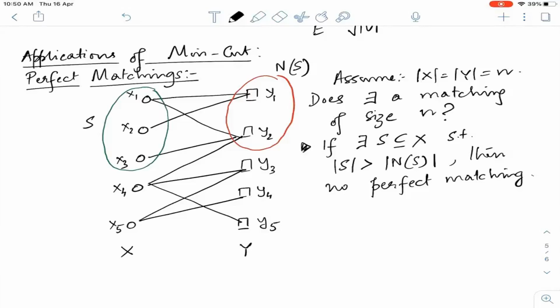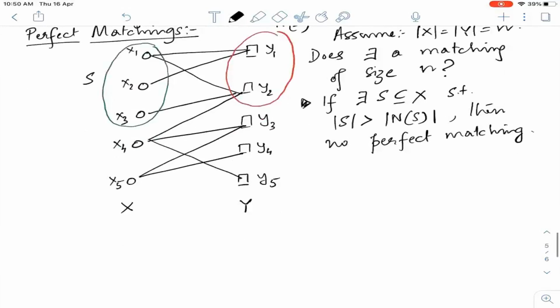But the question we ask now is a stronger one. What we ask is, are these sets the only bottleneck in the road towards finding a perfect matching? Okay, so I'm asking a stronger thing here: if such a set exists, then there will not be a perfect matching. But suppose there does not exist such a set, whose neighborhood has a smaller size than itself.